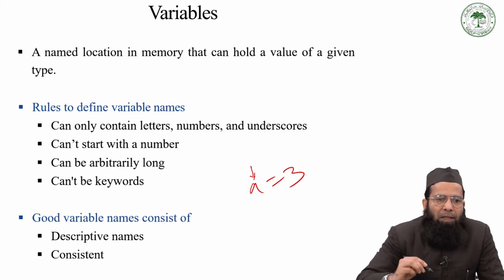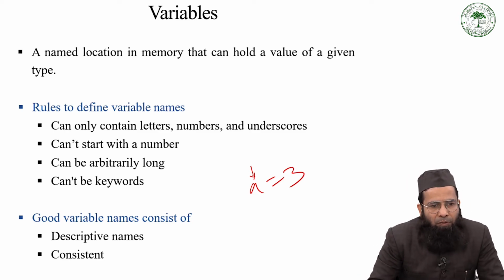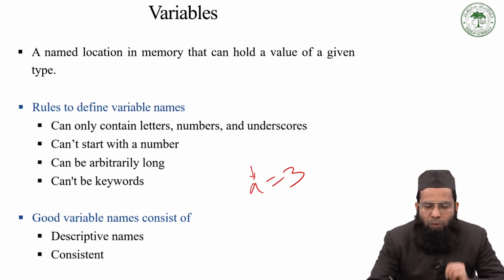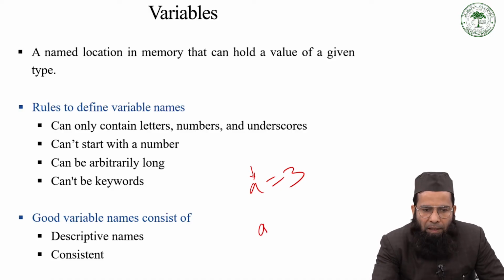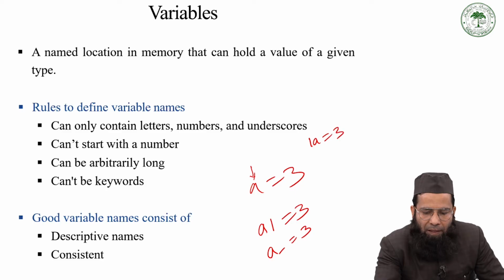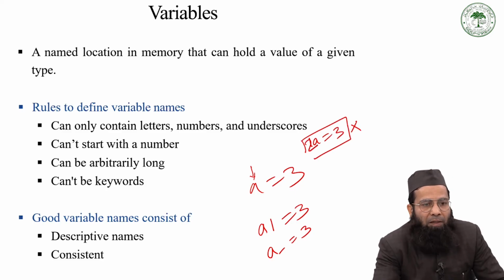And how to declare variable names? There are certain rules. A name can only contain letters, numbers and underscore. So you can write A1, it's a valid identifier, right? Or A underscore, it is again a valid identifier. It cannot start with a number, so 1A or 2A is not a valid identifier.